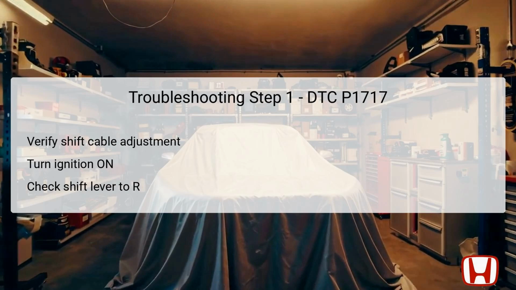The first step in troubleshooting DTC P1717 involves verifying the adjustment of the shift cable. This is crucial, as an improperly adjusted cable can mimic the symptoms of a fault in the switch itself. Following this, the ignition switch should be turned to the on position, or the engine start-stop button should be pressed to select the on mode. Once these conditions are met, the gear shift lever must be shifted to the reverse position.